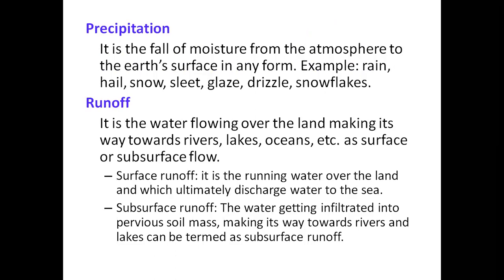Now runoff. Runoff is the water flowing over the land, making its way towards rivers, lakes, oceans, as surface or subsurface flow. Here again runoff takes place in two types: surface flow and subsurface flow. Surface runoff is the running water over the land, which ultimately discharges water to the sea. The second one is subsurface runoff: the water getting infiltrated into the pervious soil mass, making its way towards the rivers and the lakes, can be termed as subsurface runoff.